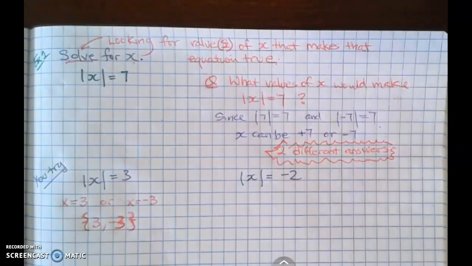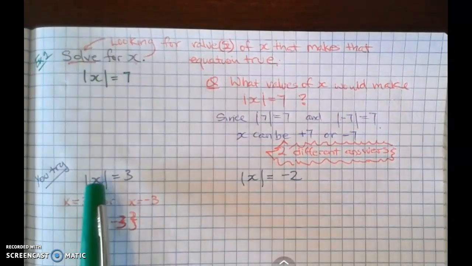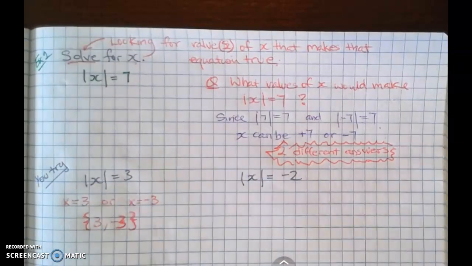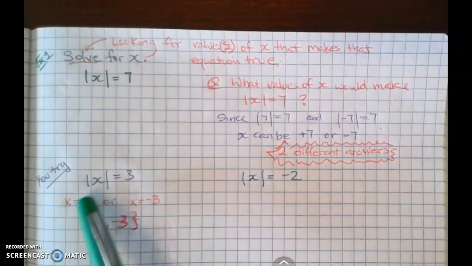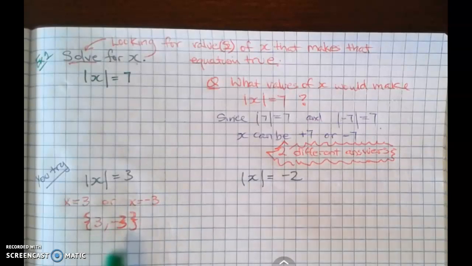So far, I've left you with practice problem: absolute value of x is equal to 3, and hopefully you got the answer to be x can be 3 or x can be negative 3.